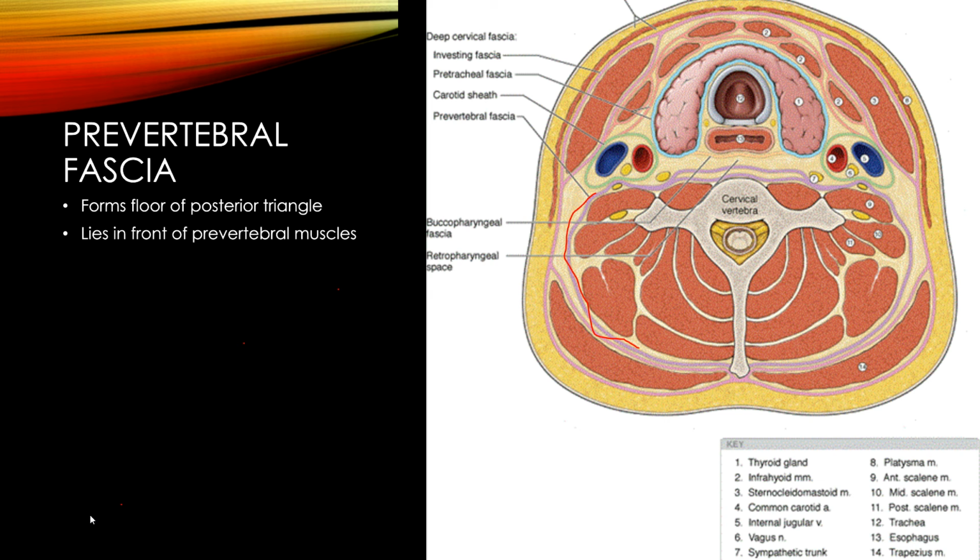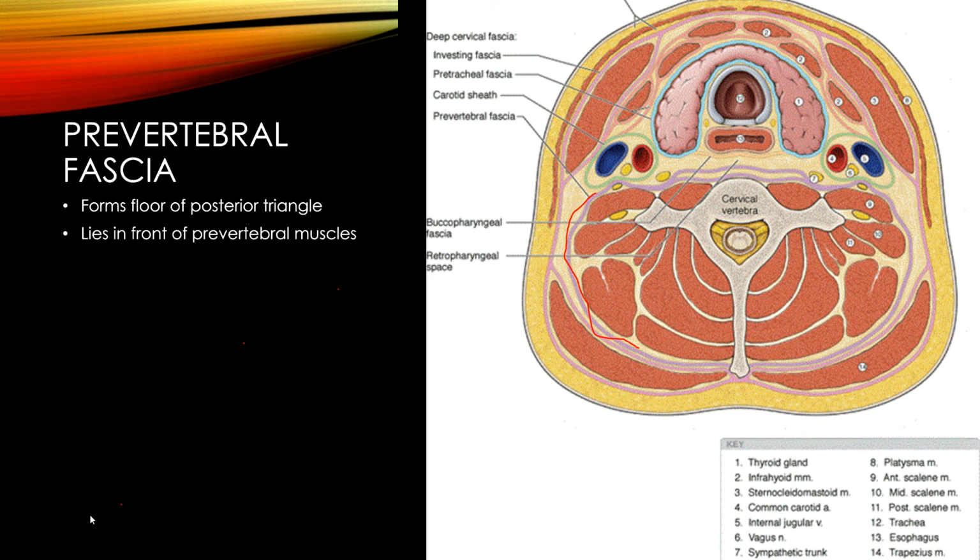Superiorly it is attached to the base of the skull and inferiorly it is attached to the superior mediastinum. Here it splits into an anterior and a posterior layer. The anterior layer blends with the buccopharyngeal fascia and the posterior layer is attached to the anterior longitudinal ligament and to the body of the fourth thoracic vertebra.